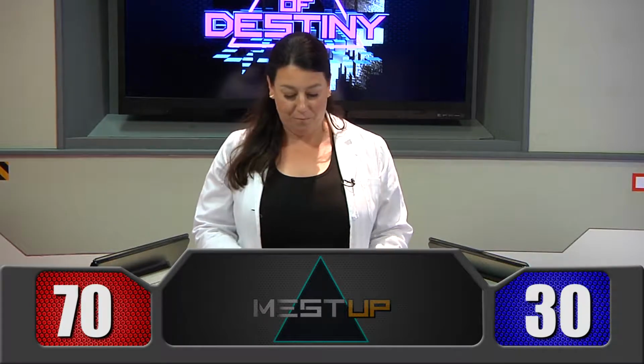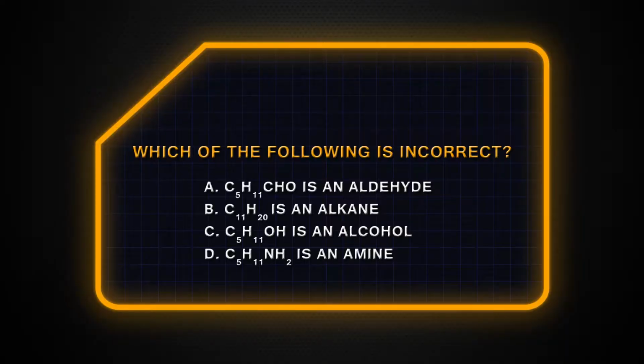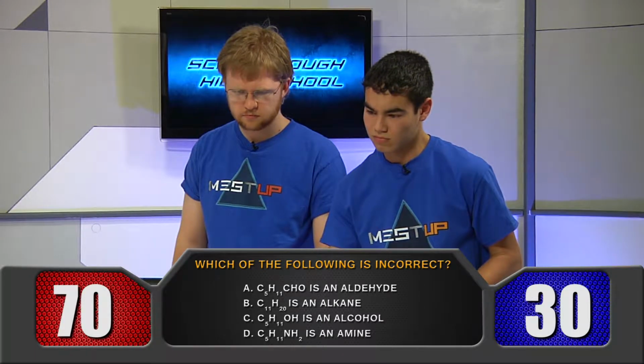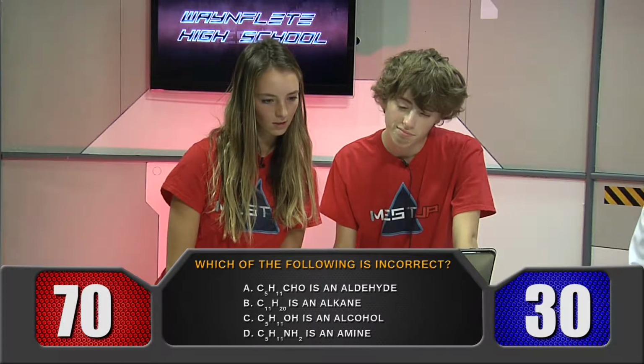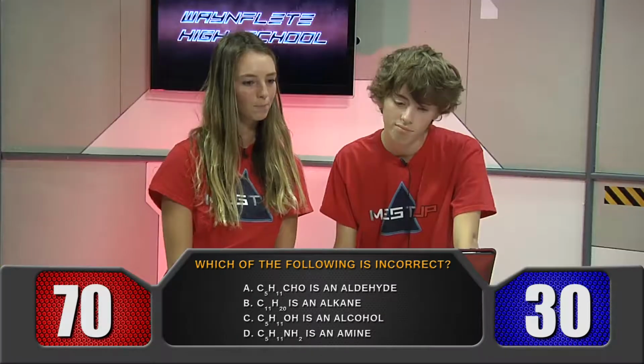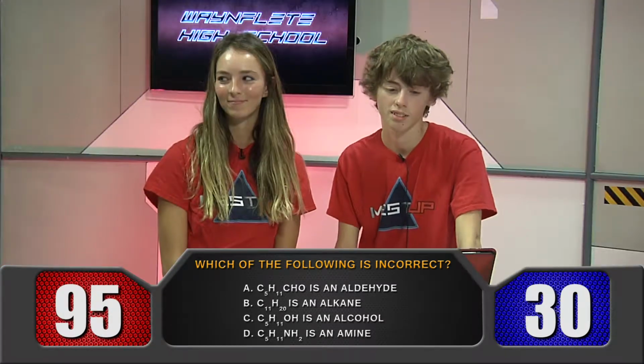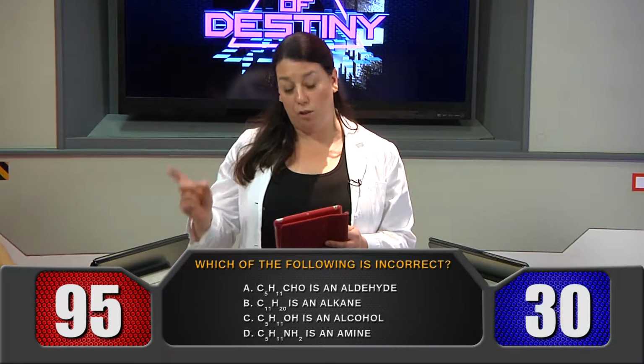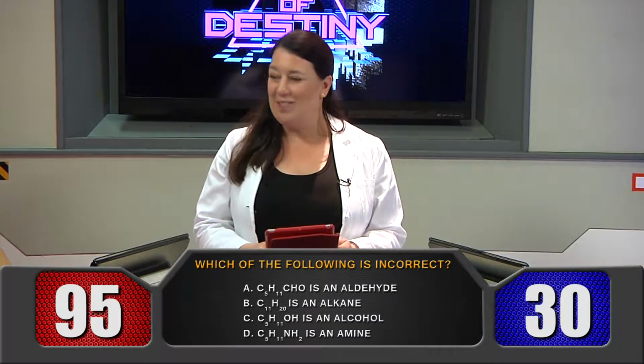The team that is ahead chooses the first question. Red team, Science 25. Which of the following is incorrect? Red team, B. That is correct. It is incorrect. You are correct. Red team, your choice again.